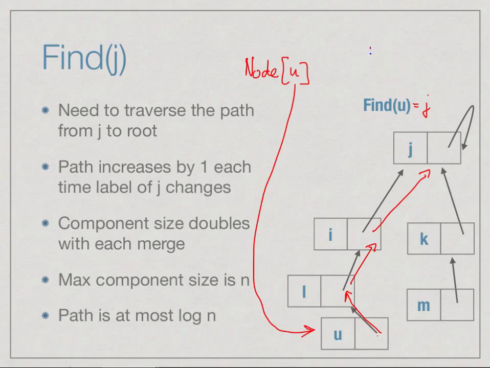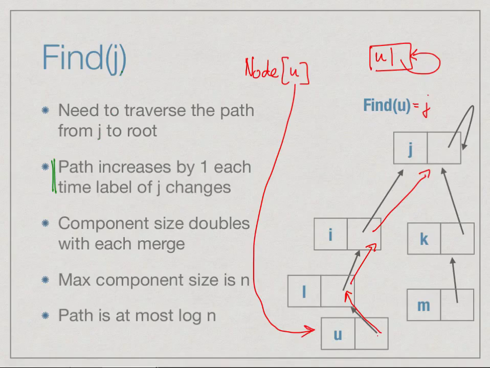Now remember, initially we had a path for u which looked like this. Initially every node has a path of length 1 to itself, saying that it is its own root. Why does this path change? It changes because of the union operation. Every time we do a union, one node which used to point to itself now points to another node, and everything below it has its path increased by 1. So the path increases by 1 every time the label of j changes.